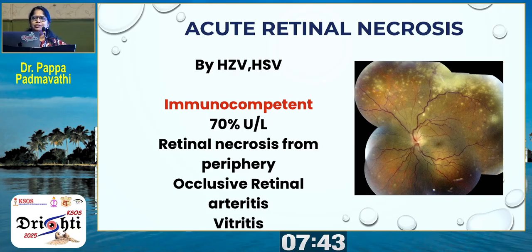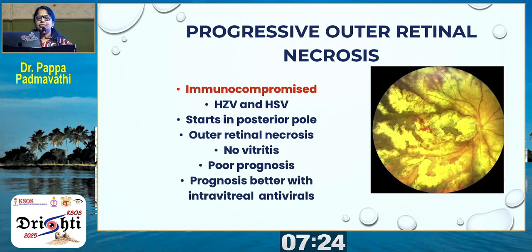The retinal necrosis starts from the periphery and spreads in a circumferential manner and causes occlusive retinal arteritis, and severe vitritis will be there. The prognosis is good if you treat early with intravenous antivirals, but 70% of the cases develop retinal detachment. Next is progressive outer retinal necrosis. The difference is that it usually occurs in immunocompromised persons. Both HZV and HSV can cause it.